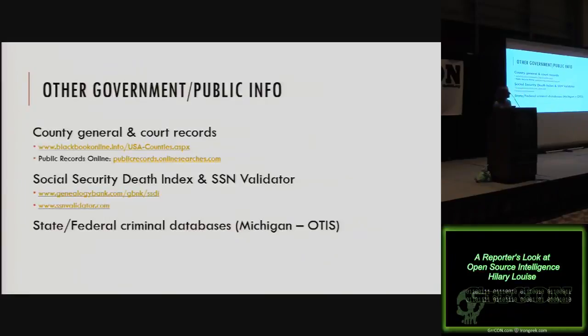You also have Social Security Death Index and Social Security Number Validator. I don't know why you would need to validate a social security number, but if you do, that's the link. State and federal criminal databases. For Michigan, that's Otis. Otis is pretty powerful. Theoretically, if you just had a person's last name, you could probably find a lot of people with that last name, depending on what that last name is. But they do provide a lot of information. That's going to be really more for some other applications. Maybe you're trying to track someone down.